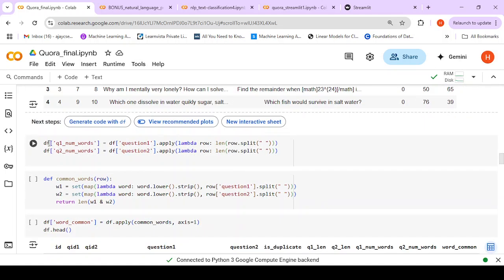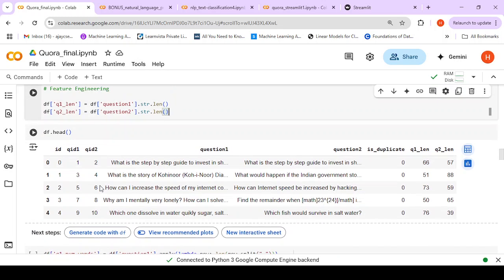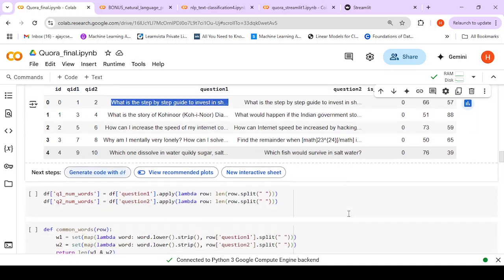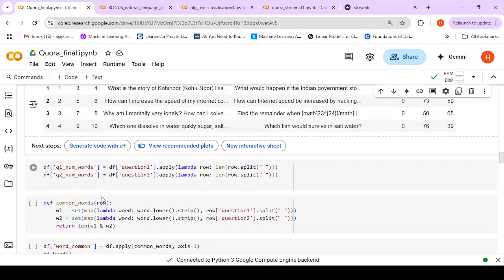So here I have the number of words that are there in this. This is the total length, like character by character, and this is the number of words that are there.